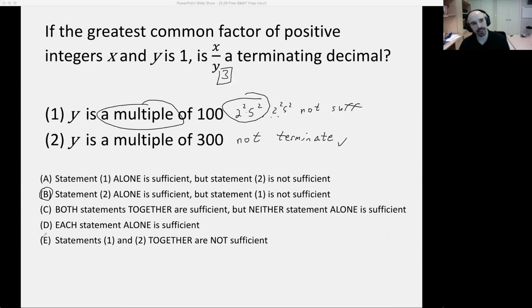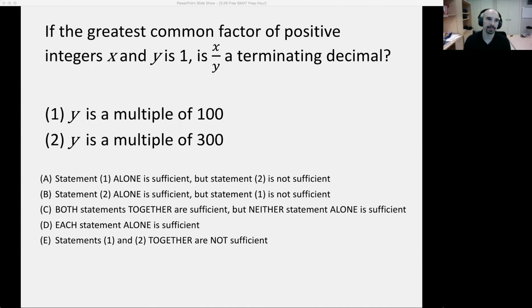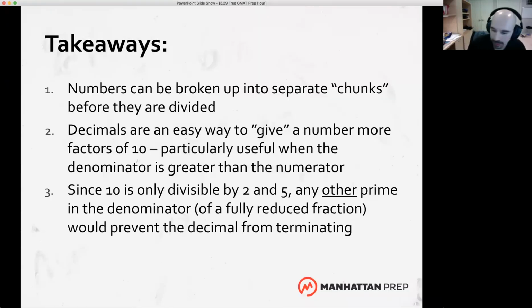Time for some takeaways. And this is also your last chance to ask some questions. So let's take a minute of quiet just to go over the takeaways. The correct answer to the first data sufficiency question was E. That's right.